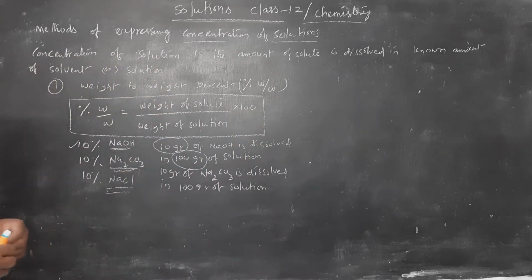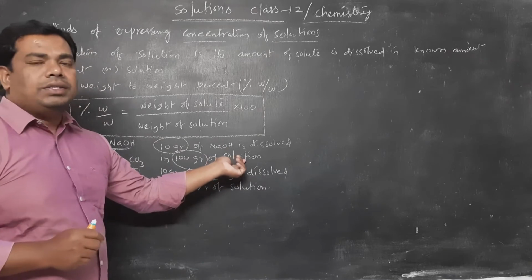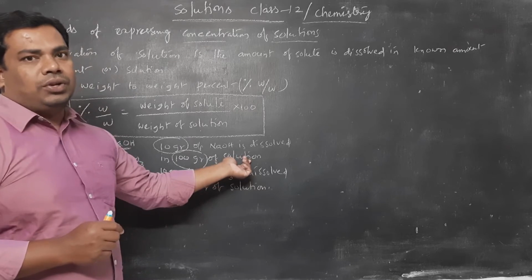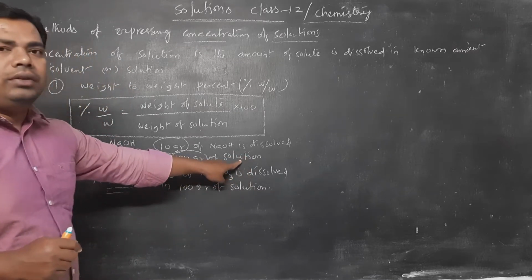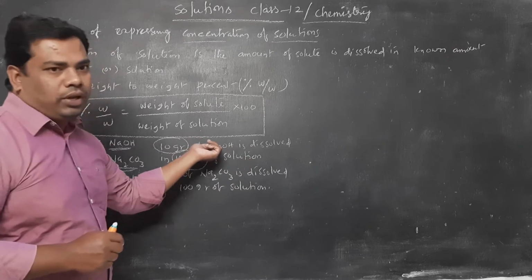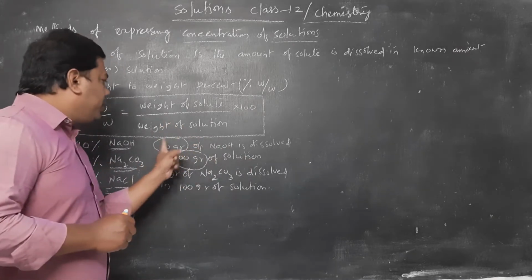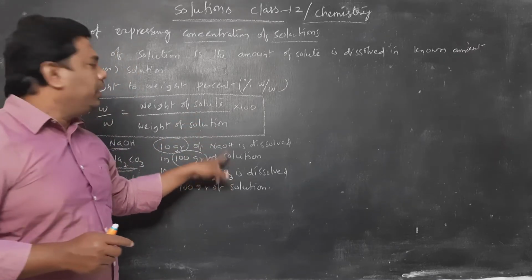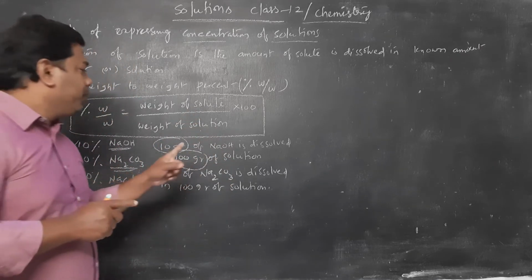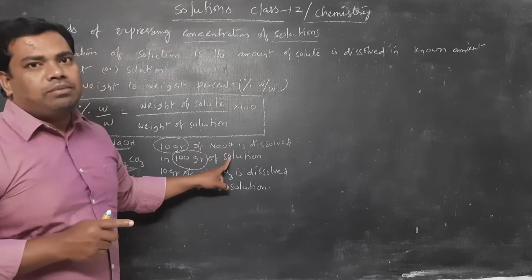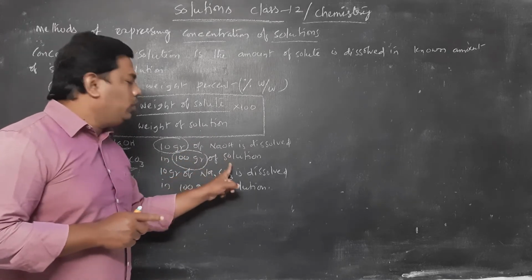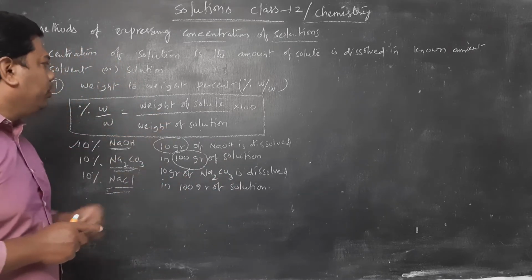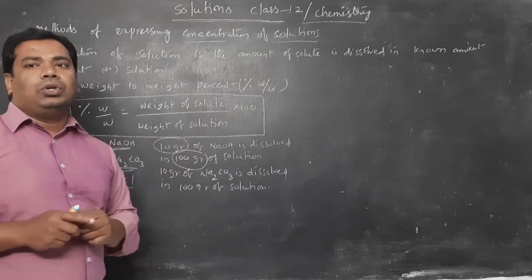We know very well that a solution is a homogeneous mixture of solute dissolved in a solvent. So here the solution contains 10 grams of sodium hydroxide and water. The total is grams of solute plus grams of water, which gives the total amount of solution. Clear? So weight of solute divided by weight of solution into 100.